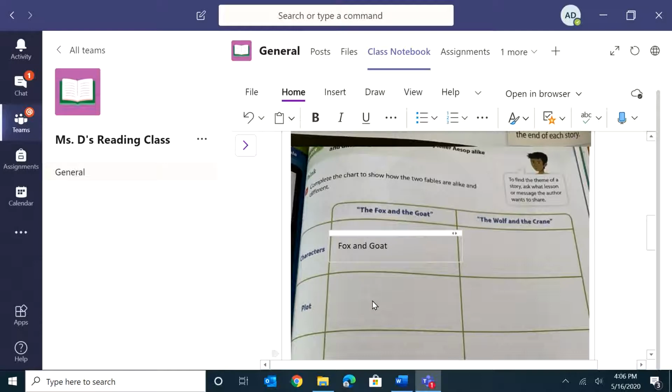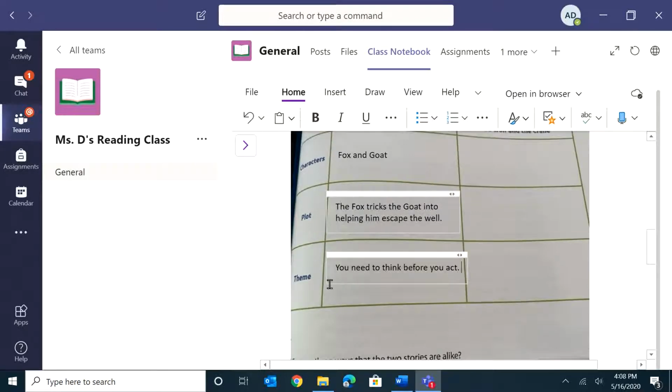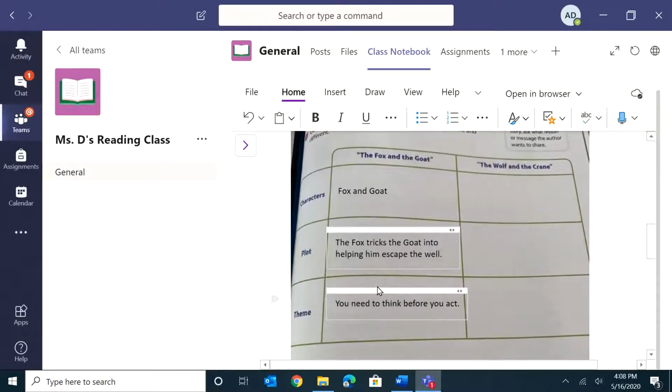Now let's think about the plot for fox and goat. Go ahead and write down what you think is the plot for fox and goat, and then we'll go over it. I said that the fox tricks the goat into helping him escape the well, because that's what happened in the story. Now you need to think of what is the theme. Remember, the theme for a fable is going to be the lesson you learn. So go ahead and write down what you think is the theme. I wrote down the theme as you need to think before you act, because that's the lesson you need to learn in the fox and the goat.